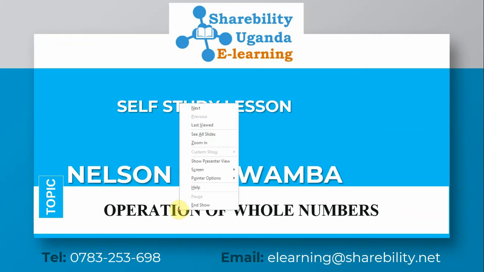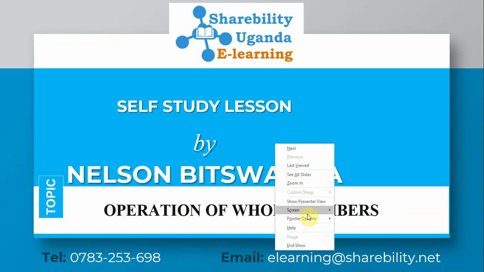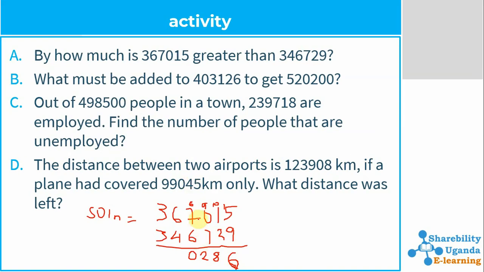Okay, let me sort that out. Here we are saying 6 minus 6, we get a 0. Then 6 minus 4, we get our 2. Then 3 minus 3, we shall still get our 0.